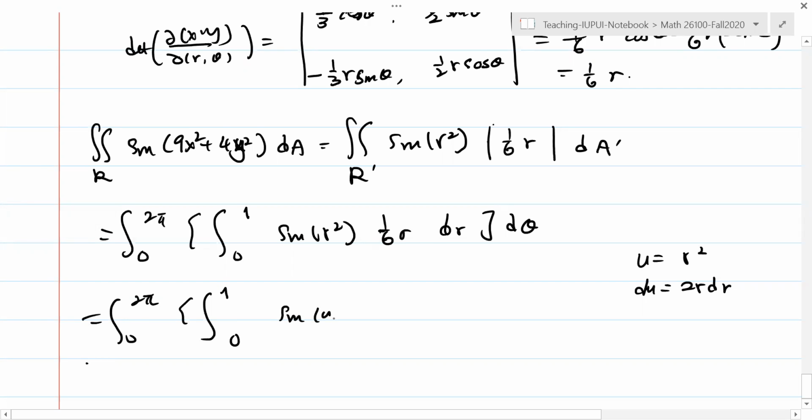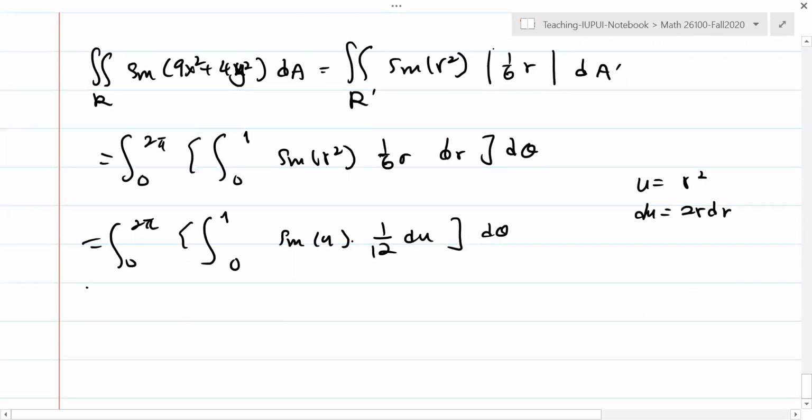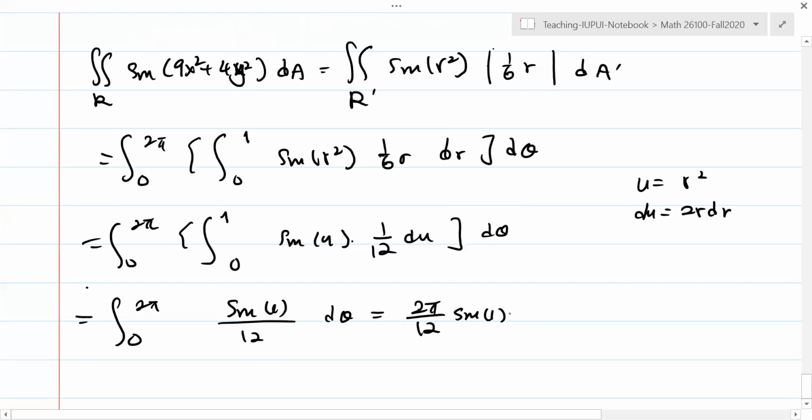And here is sine u times 1/6. So I have to divide by 2, so it's 1/2 du. Okay, so the answer will be just sine 1. Sine 1, we don't know the value exactly, right? And then dθ, because sine 0 is 0. So the answer will be 2π over 12 sine 1, which is π over 6 sine 1. Okay, so that is the answer.